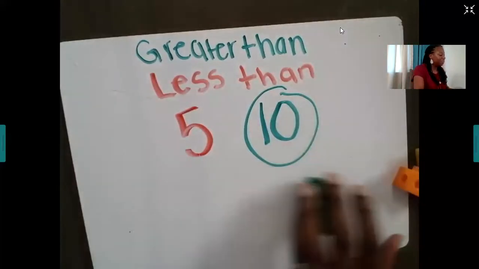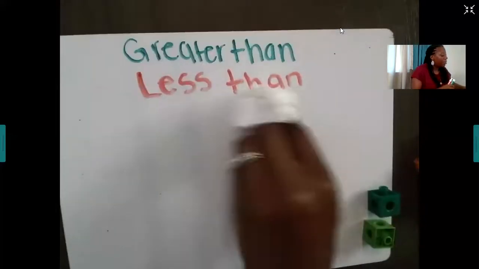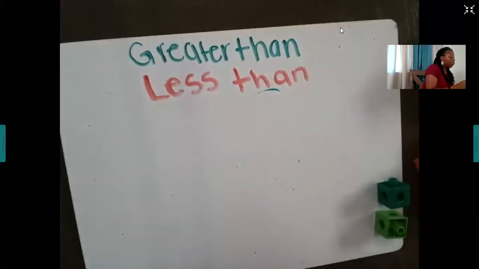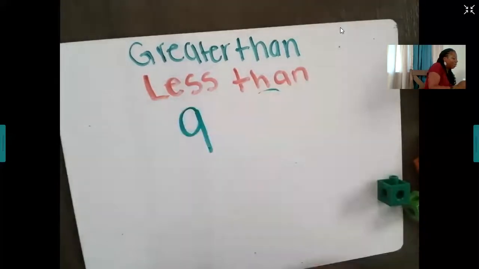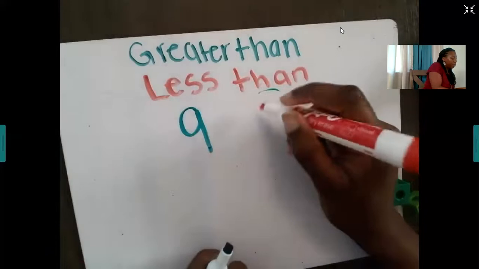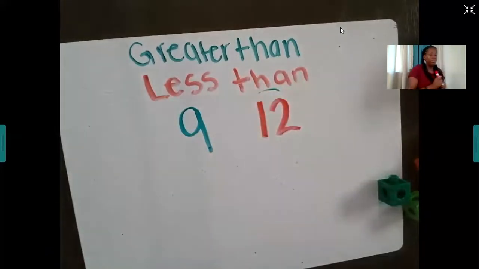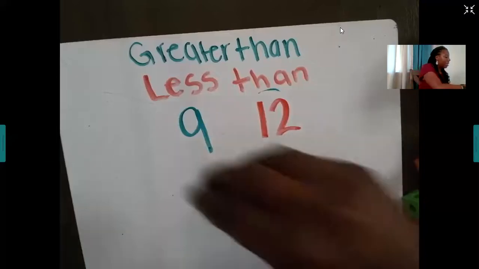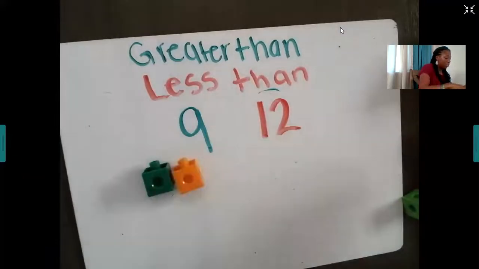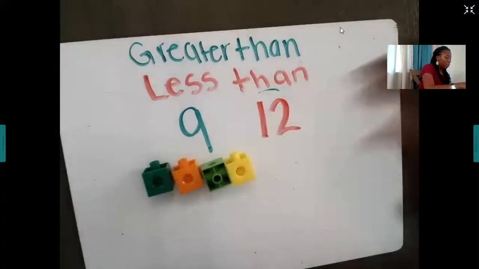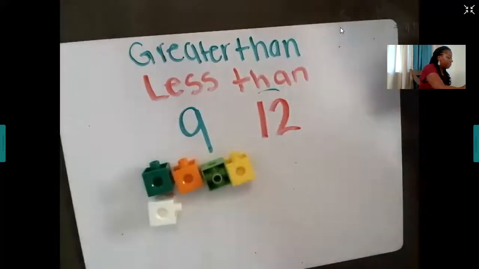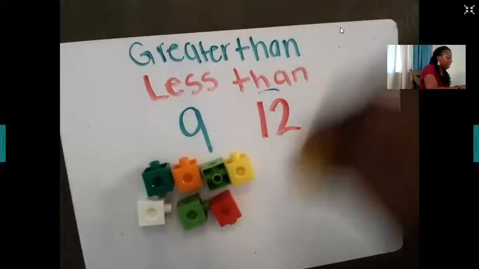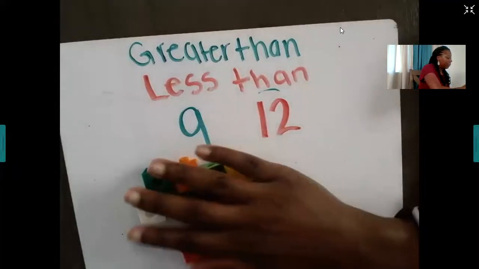Let's look at one more. How about which number is greater than, 9 or 12? Which number is bigger? Which number is greater than, 9 or 12? Well, let's use our manipulatives to see. I'm going to put 1, 2, 3, 4, 5, 6, 7, 8, 9 here.